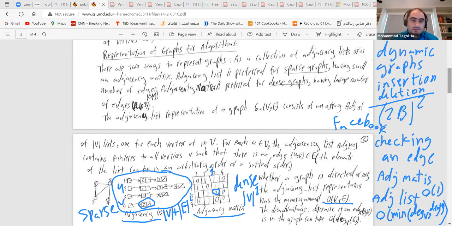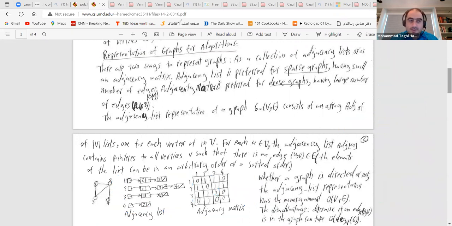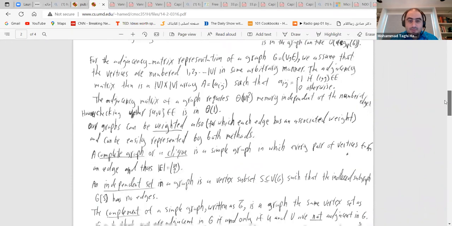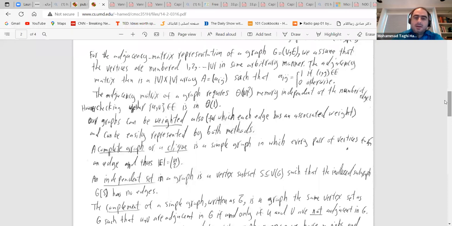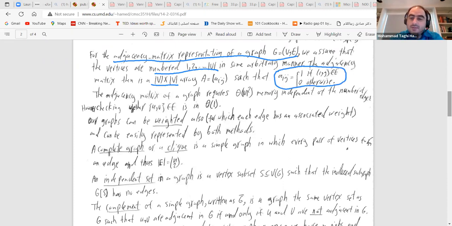So let me clean everything. This is about the adjacency list and adjacency matrix, which are two important things. If you have an adjacency matrix representation of a graph, then we are assuming the vertices are numbered 1, 2, up to V, and the adjacency matrix would be a V times V array, where A of ij is equal to 1 if that edge belongs to E, otherwise it is 0. It needs order n square memory, but the good thing is that we can check and insert or delete edges in order 1. Good.